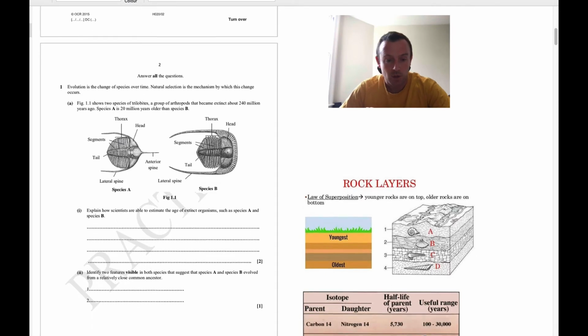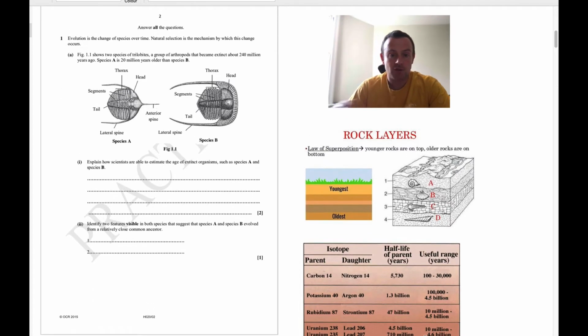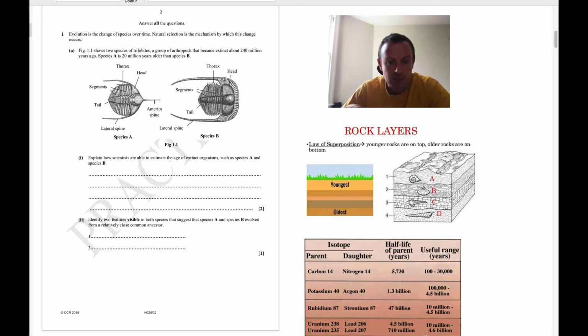Here we go. So question 1. Evolution is the change of species over time. Here are 2 organisms. Explain how scientists are able to estimate the age of extinct organisms. So the first point is the idea that you can look at the layers of the rock, so fossils, layers of the rock, and that the oldest layers are deeper down.